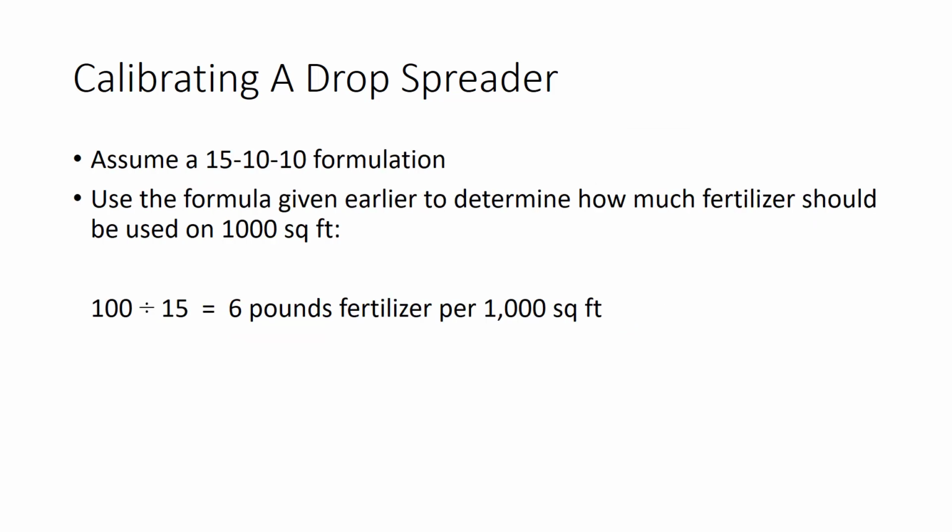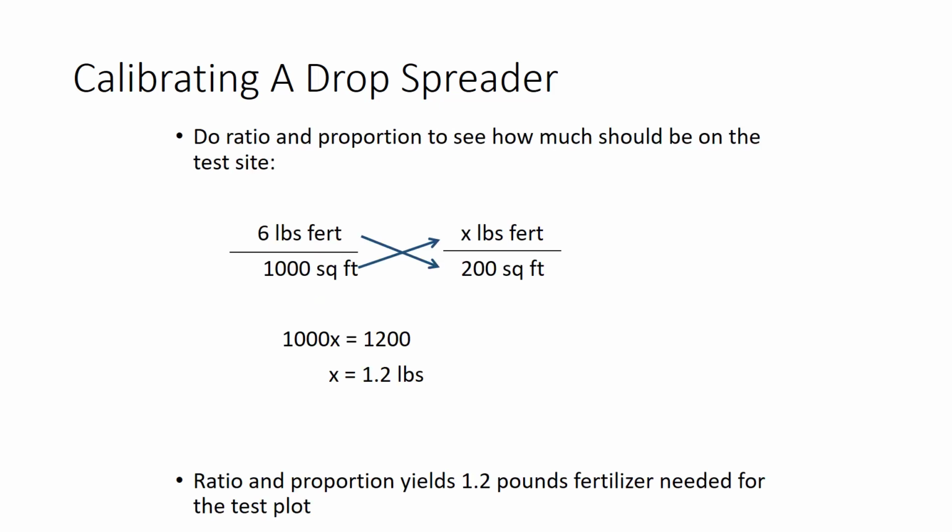Assuming a 15-10-10 fertilizer formulation, we will use the previous formula to calculate how much fertilizer would be needed to apply 1 pound of nitrogen. In this case, it is 6 pounds. To see how much fertilizer would be applied to the test plot, which is 200 square feet, you would set up a proportion and cross-multiply. For 200 square feet, you would need to apply 1.2 pounds of fertilizer.